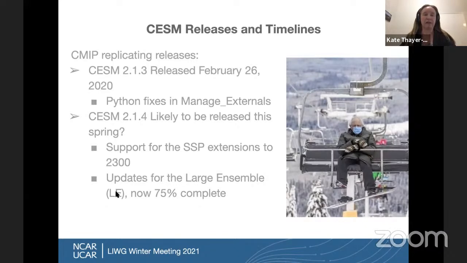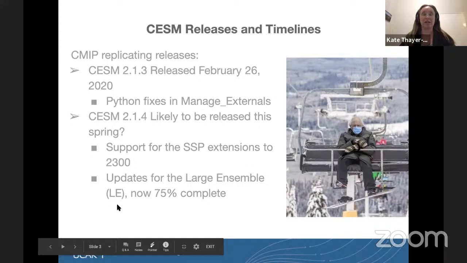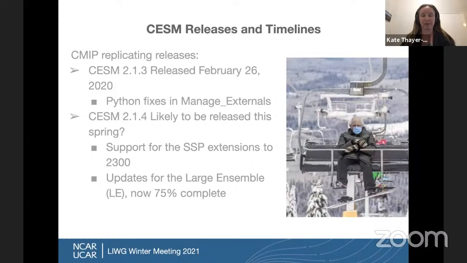This release also includes support for the large ensemble, which is a CESM2 project being run in Korea right now. They have over 100 ensemble members, and I just checked in with Jim Edwards yesterday. He says it's about 75% complete right now. So they've been working on this for a long time, and it's a huge project. But the compsets and the software support for that are going to be released in CESM 2.1.4.